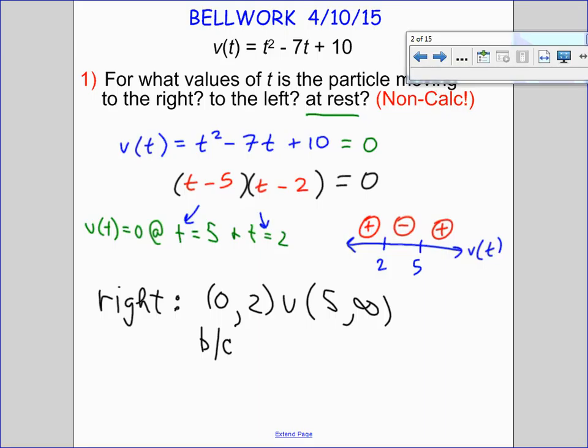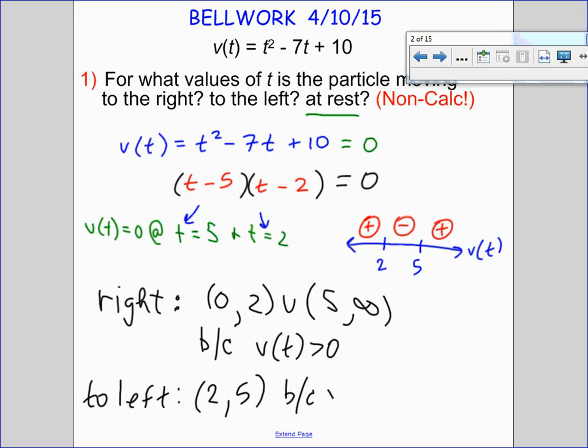If we needed to include a reason, because this is a free response portion and it said justify your answer, we would say the particle is moving to the right because velocity is positive. The particle is moving to the left on 2 to 5 because velocity v of t is negative.